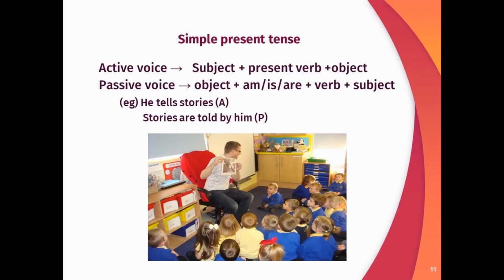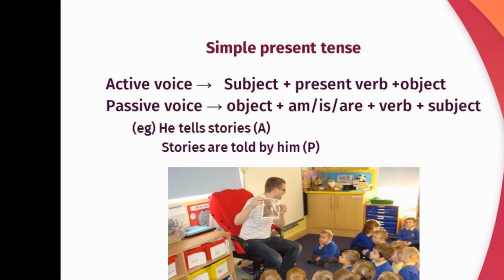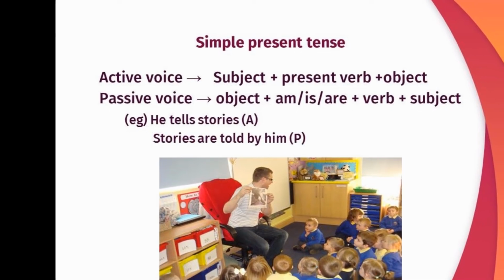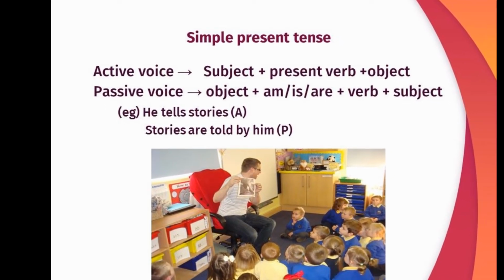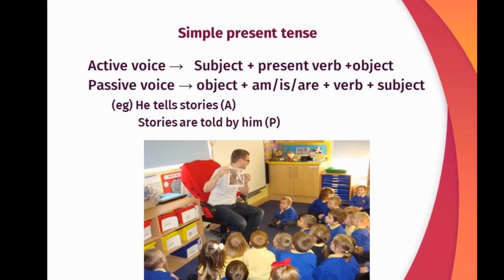Now we are going to see how to change active voice to passive voice with respect to tenses. Simple present tense. Active voice, the rule is subject plus present verb plus object. In passive voice, object plus am or is or are plus verb plus subject. Example: he tells stories. This is active voice. When we change it to passive voice, stories are told by him.